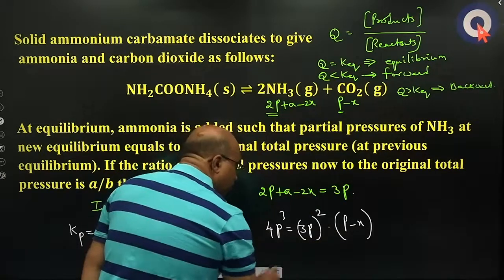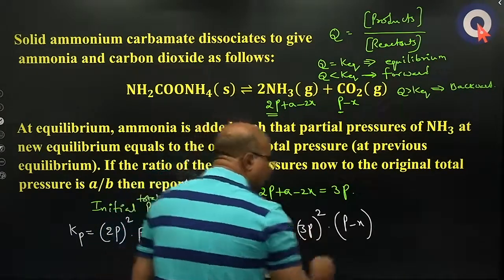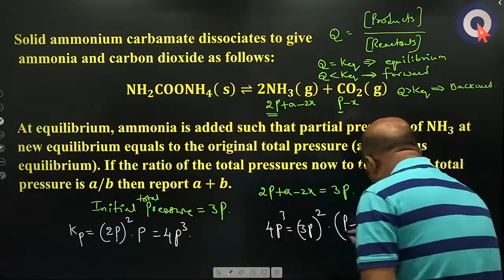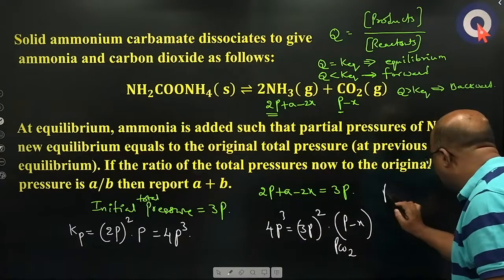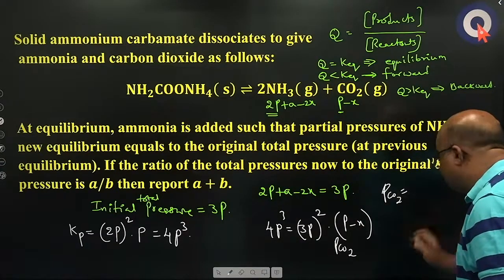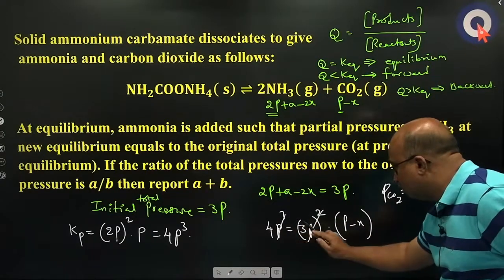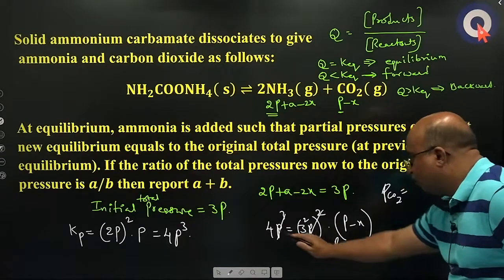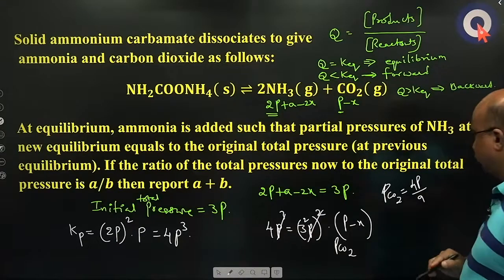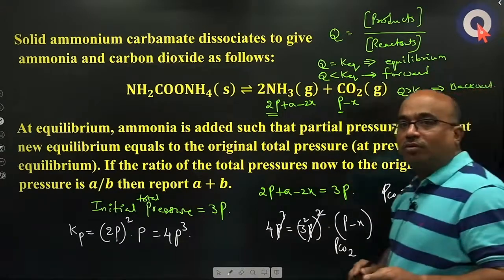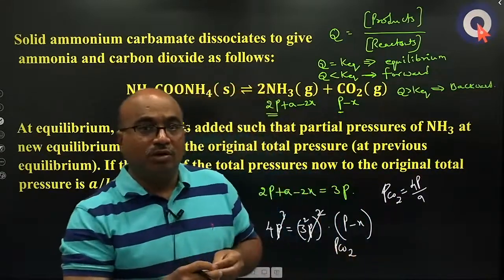So what is this now? It's nothing but 9, and p square will cancel. So it is nothing but the partial pressure of carbon dioxide. What will the partial pressure of carbon dioxide be? The p remains here, p square you cancel, so 3 square will be there. This is 4, this is 9. So it is 4p by 9. Now what we need is the ratio of the new equilibrium pressure to the original equilibrium pressure.